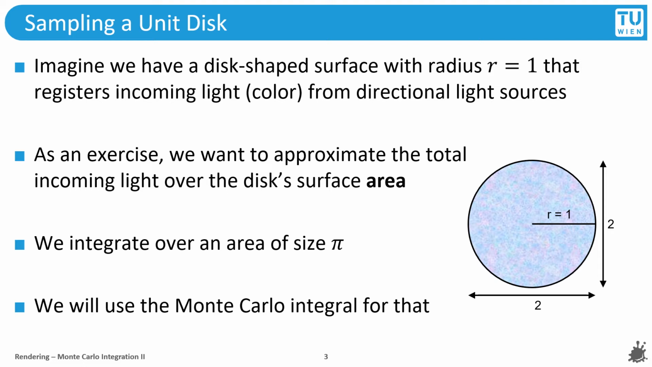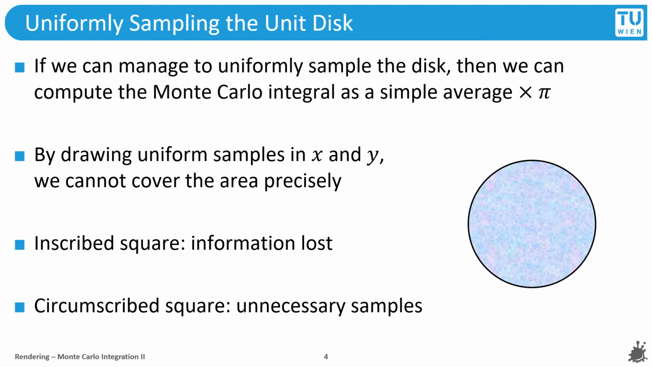For rectangular areas, we saw that we can just take two independent uniform variables and sample them separately. It is not so simple for the unit disk. For now, we know that the surface area of the unit disk is of size pi, so we will keep that information in mind. From last time we know if we can uniformly sample a domain, then the Monte Carlo integral is a simple average times the volume of the domain. But if we simply draw samples from uniform variables in x and y, we cannot cover the circle of the disk precisely.